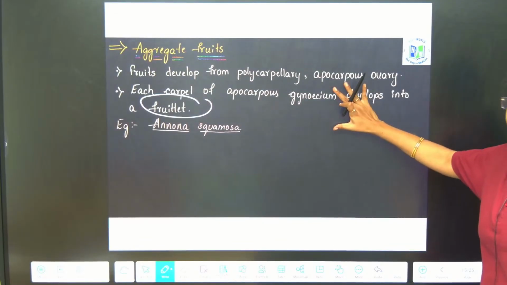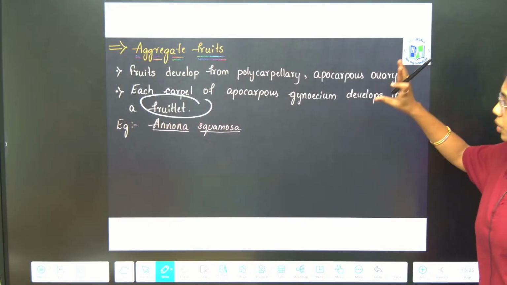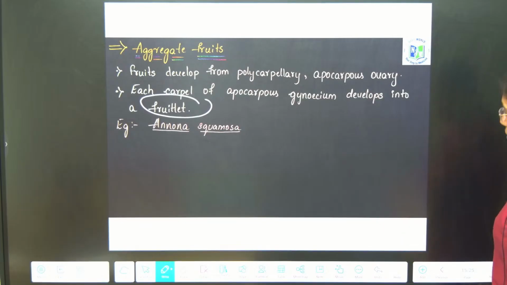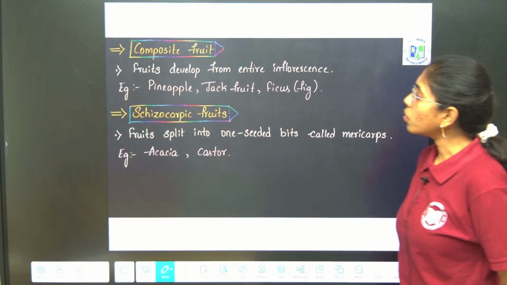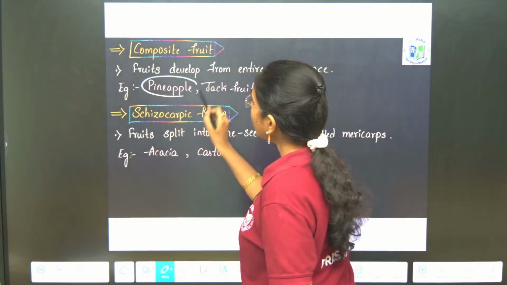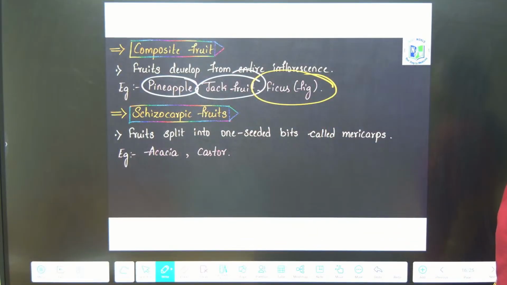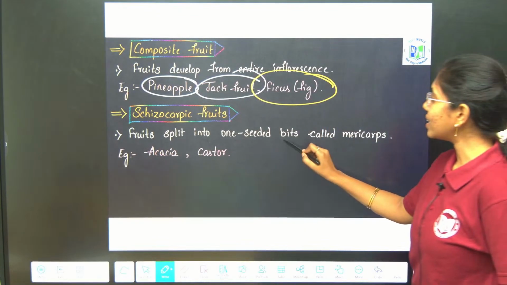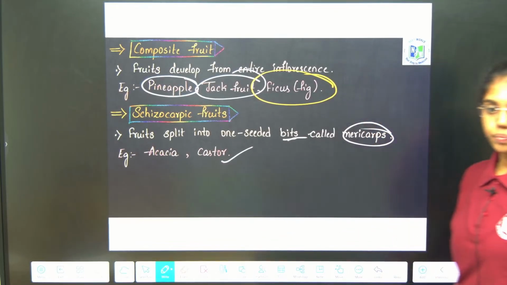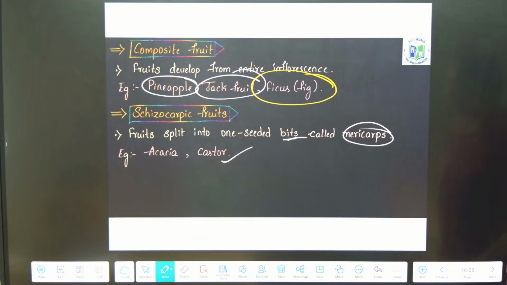Okay. Everything is memory based over here. There is nothing to explain in depth. You have to memorize this and the examples. That's it. Composite fruits: fruits develop from the entire inflorescence. For example, pineapple, jackfruit and ficus. Okay. Schizocarpic fruits: fruits split into one seeded bits called pericarps, example acacia and castor. Okay. Next, families. So, do you have any doubts in the fruits?